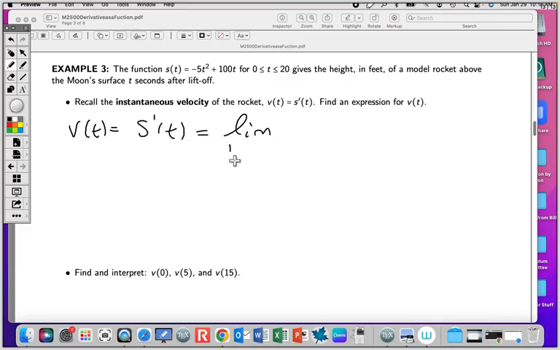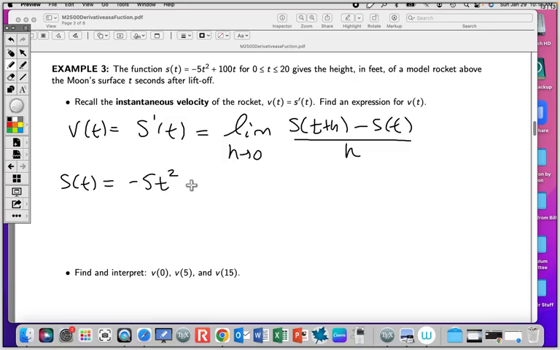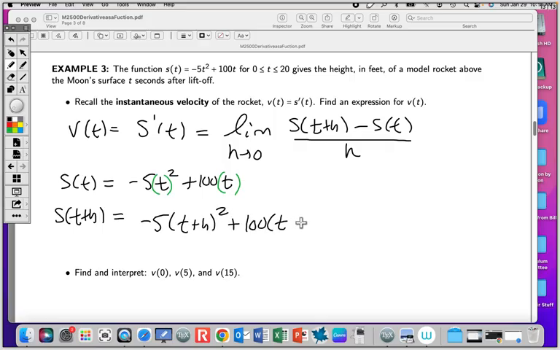That's going to be the limit as h goes to 0 of s of t plus h minus s of t divided by h. So our s of t is minus 5t squared plus 100t. So s of t plus h is, everywhere we see a t, either literally or in our mind's eye, we're going to envelop that t in parentheses. We're going to erase the t and replace it with the t plus h. So this is where a lot of the mistakes happen, but if we just follow those rules, we'll be fine.